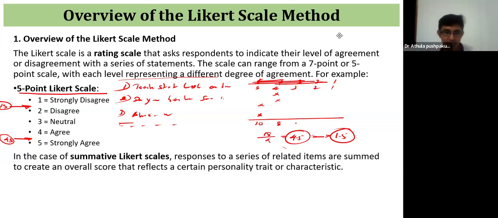In the case of a summative scale, responses to a series of related items are summed to create the overall score that reflects a certain personal trait or characteristic. All right.